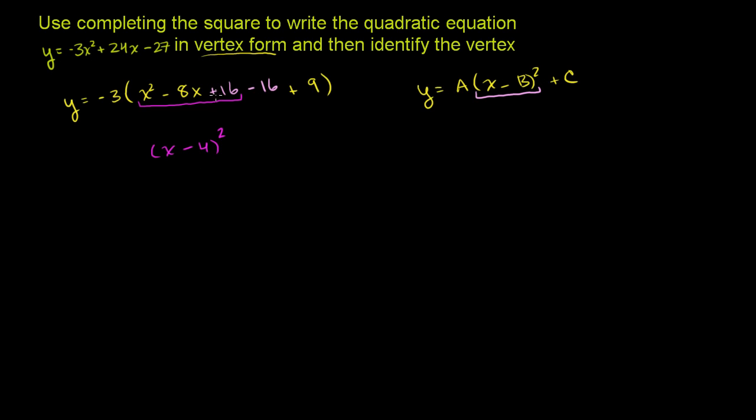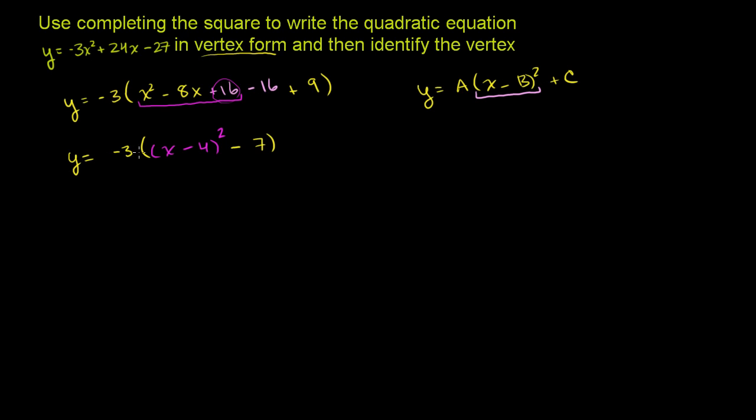And if you're confused how I knew 16, I took negative 8, divided it by 2, and got negative 4. And then I squared negative 4. This is negative 4 squared right there. And then I had to subtract that same amount so I don't change the equation. So that part is x minus 4 squared. And then we still have this negative 3 hanging out there. And then we have negative 16 plus 9, which is negative 7. So we're almost there.